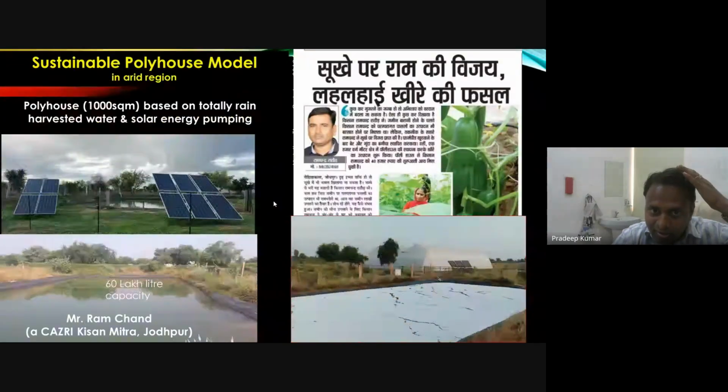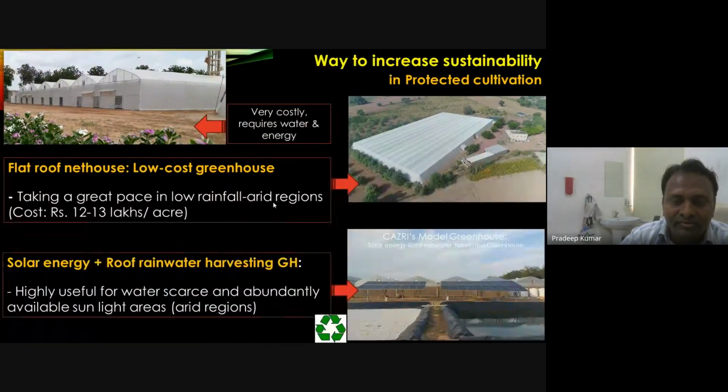I think I did not put that slide. I could show you one survey done by the Holland Door company from the Netherlands in 2020. They released a report on protected cultivation, presenting area-wise, structure-wise, and year-wise growth. In that map, they showed that around 42% of the total greenhouse cultivation area is concentrated in the western part of the country, covering Gujarat, Rajasthan, and part of Maharashtra. So 42% of the greenhouses across the country come from these three states only. And among the three, the fastest growth is in Rajasthan.